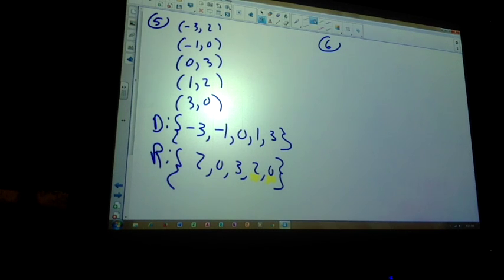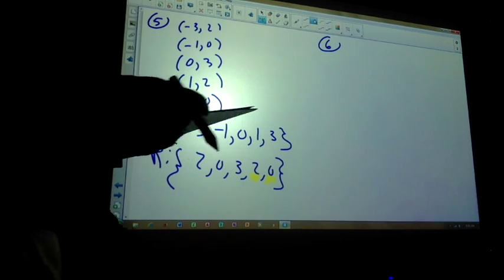So the domain is just all the x values, the range is all the y values. And again, if either of them have any types of repeats, it doesn't have to be written. I think it's fine though. Find the domain and range of the function represented. So these are all functions. So the domain doesn't repeat at all, so it is a function.